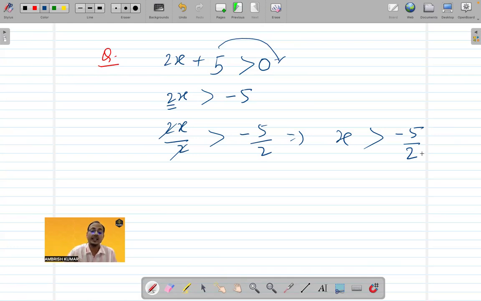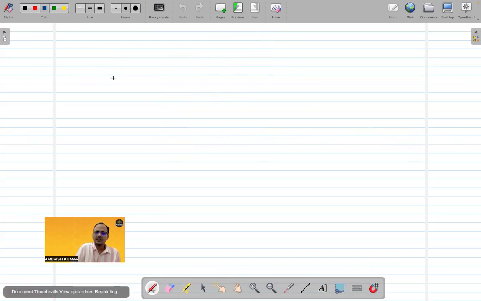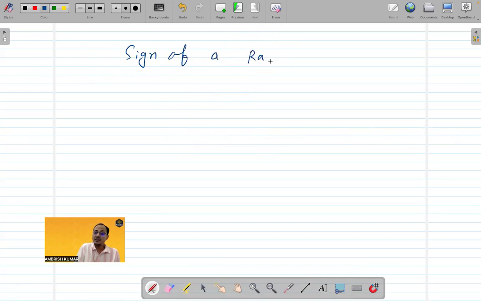But yes, we can have more than one variable, right? Two variables can be there as well. We can have quadratic expressions, quadratic and linear inequations. So how we solve that, I will come to that. I just want to explain to you the sign, which we also call the sign scheme, the sign of a rational function.